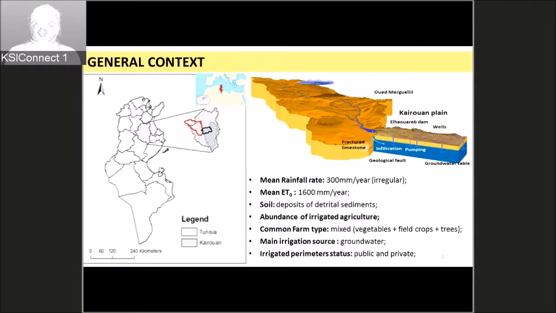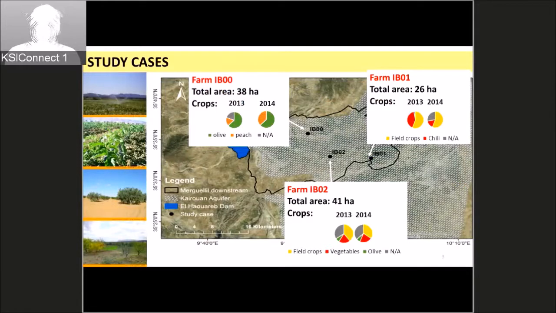In the public perimeter, the government sells the water to the farmers. So we know the amount of irrigation in this perimeter, but for the private, we don't know. That's why we selected three farmers from the private irrigated perimeters to have an idea about the consumption of irrigation in these farms when the farmers have direct access to the source. So we mixed three types: an all-tree farm, a field crop farm, and a vegetable and mixed farm.